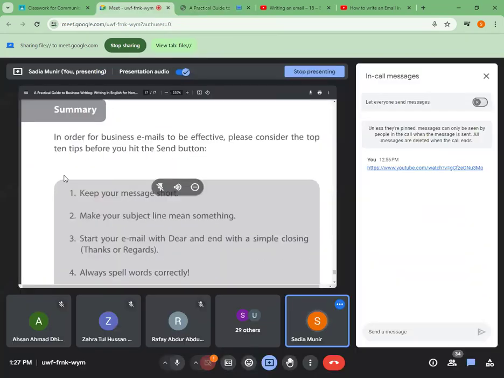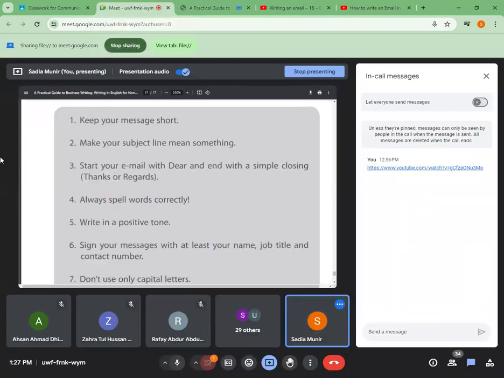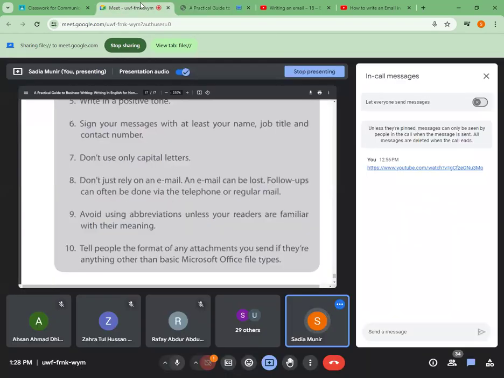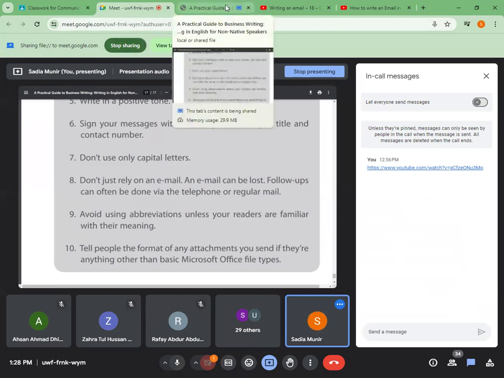Summary. This is important. In order for business emails to be effective, please consider the top 10 tips before you hit the send button. Keep your message short. Make your subject line mean something. Start your email with dear and end with simple closing. Always spell words correctly. Write in a positive tone. Sign your messages with at least your name, job title, and contact number. Do not use only capital letters. Don't just rely on email. An email can be lost. Follow-ups should be there. Avoid using abbreviation unless your readers are familiar. Tell people the format of any attachment that they need in order to read that attachment.